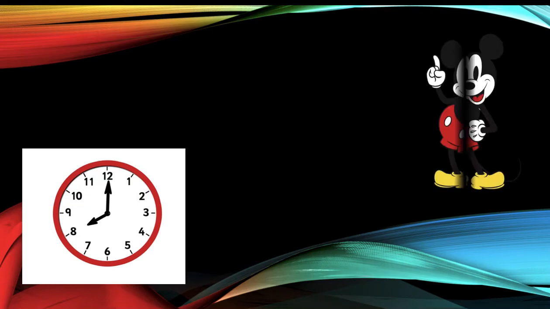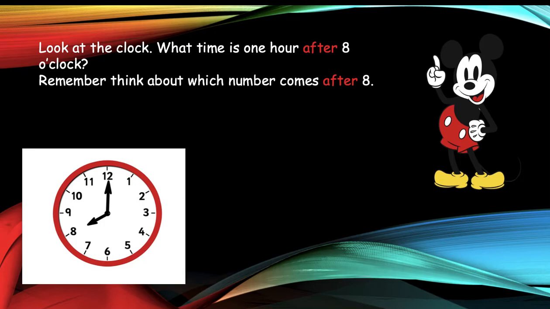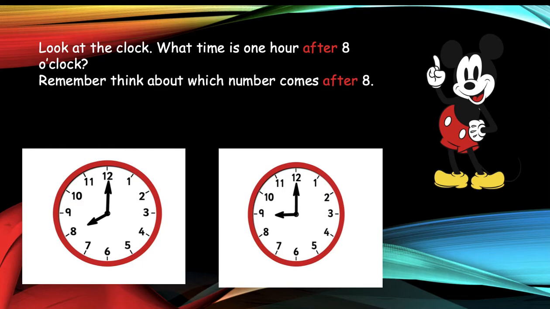And now, look at this. Look at the clock and tell me what is the time in the clock now. Well done. It's 8 o'clock. First, you remember which number comes after 8 before you answer this question. Now, I want you to answer what comes after 8. What is 1 hour after 8? First, think what number comes after 8. Well done. So, it's 9 o'clock.